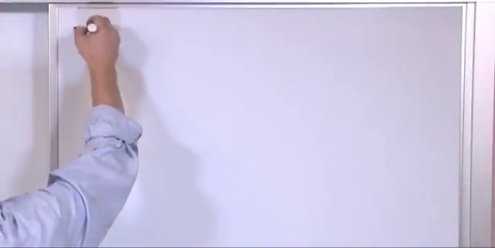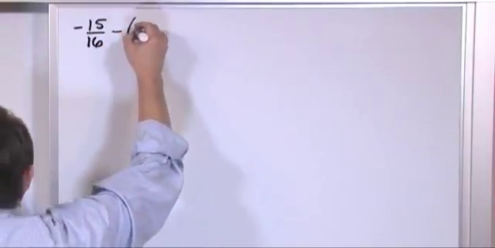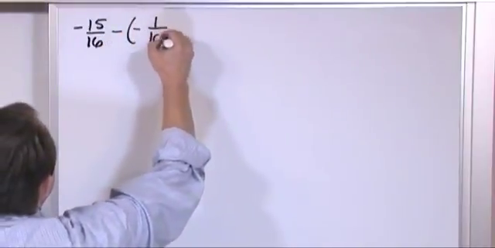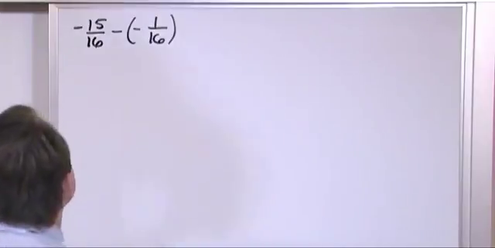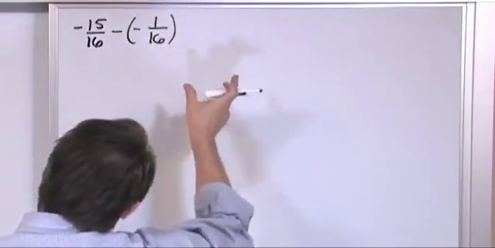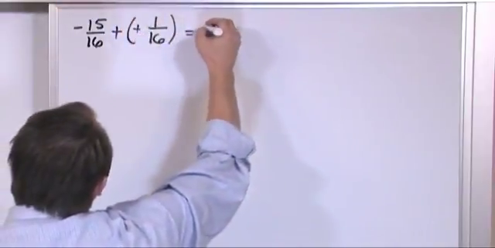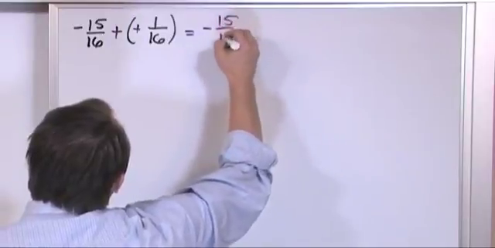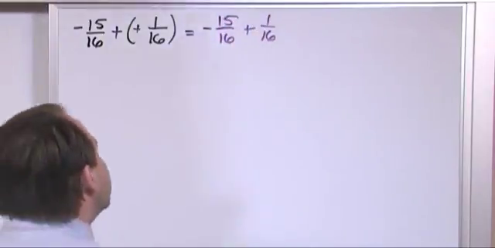Okay, so what about negative 15/16 minus negative 1/16? We have the same kind of thing here. We've got a problem where we're subtracting a fraction, but the fraction we're subtracting is actually negative. So we can add the opposite here. This is going to be negative 15/16 plus 1/16. So it becomes an addition problem.